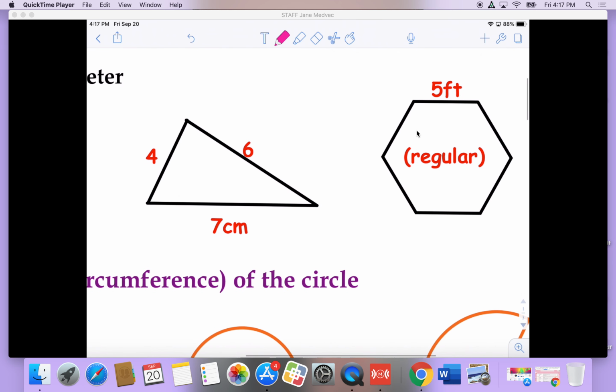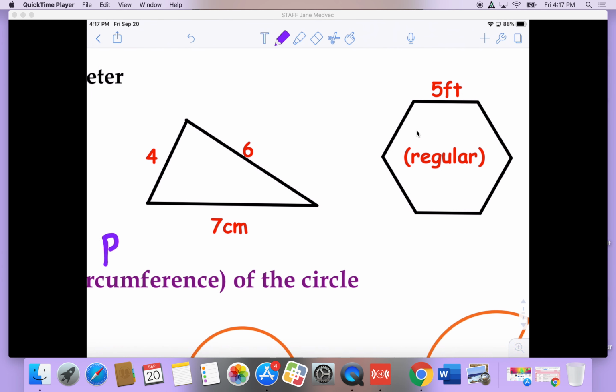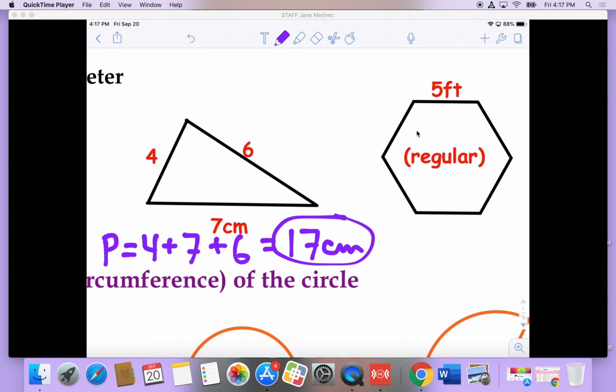If I go to the next figure, you're going to notice that this is a triangle. So again, I'm going to take the perimeter equals 4 plus 7 plus 6, and that would give me 17 centimeters. Okay, notice that I just added them. Also notice that I put a label on it.